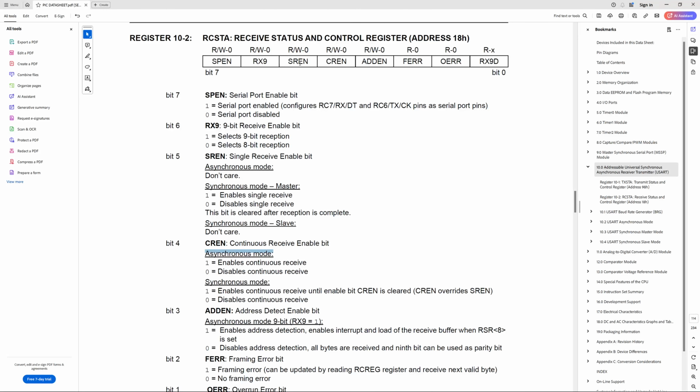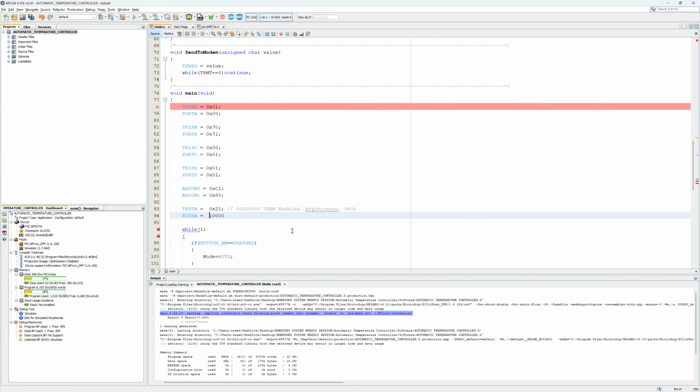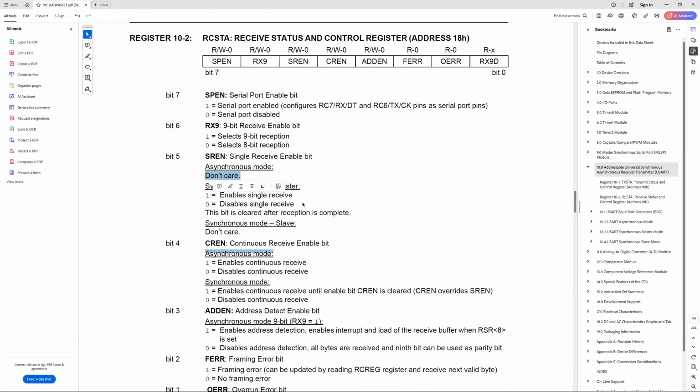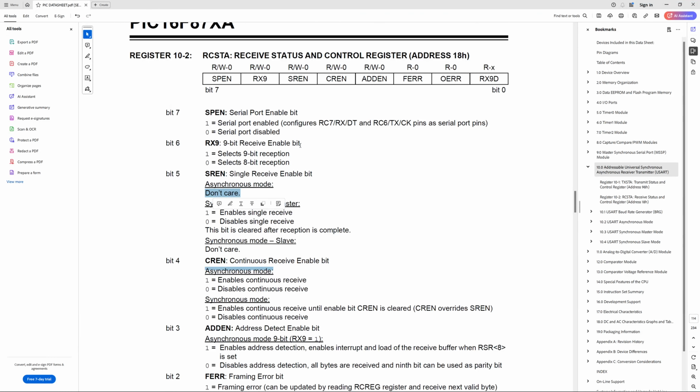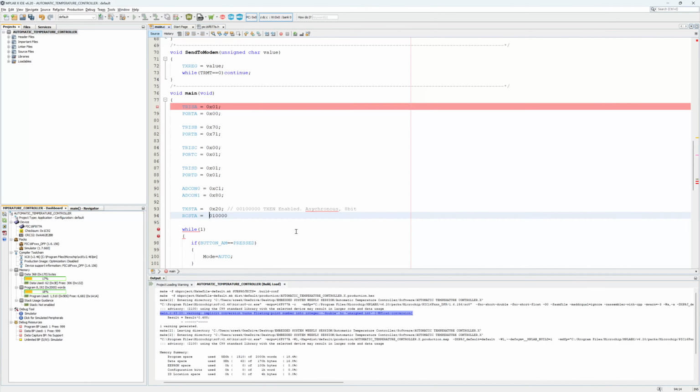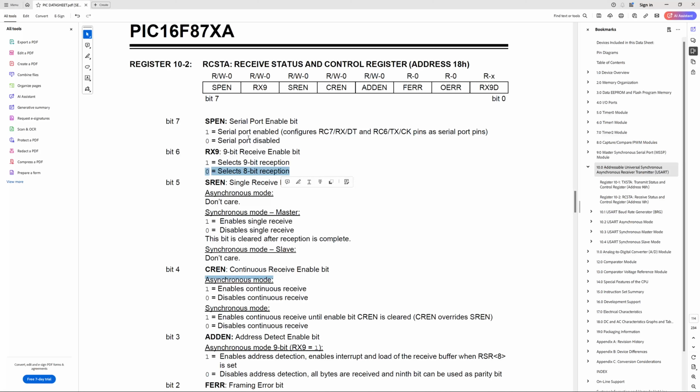Next bit is SREN, the single receive enable bit. In asynchronous mode, it is don't care, so don't care is always 0. And the ninth bit receive enable bit: we are using 8-bit, so it is 0. And the serial port enable bit, for the entire serial port.